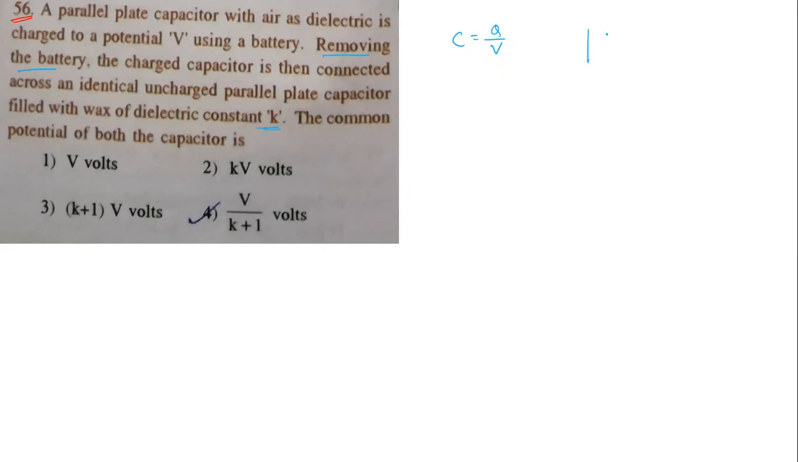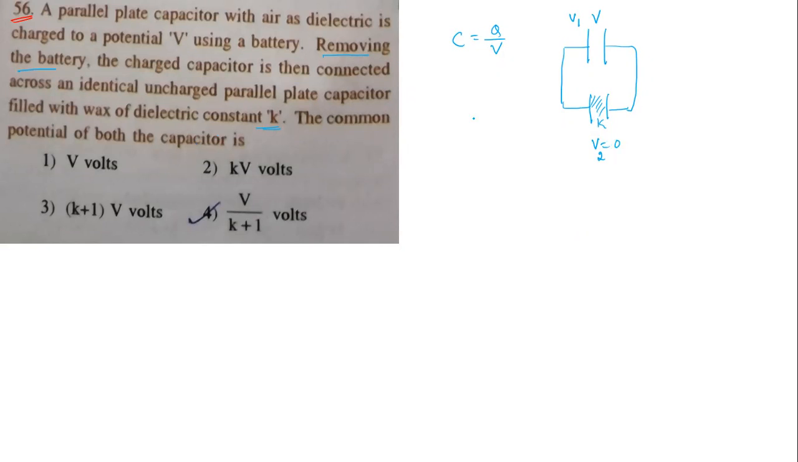Now there is a first capacitor. This capacitor is charged to potential V. Now this capacitor is going to connect to an uncharged capacitor filled with a dielectric constant K, a wax material. Initially its potential is 0 because it is uncharged. The potential of the first one is V. V1 is V and I can say V2 is equal to 0, and it is K. Now they ask for the common potential of both the capacitors. Since they are connected like this, what is the constant term here?